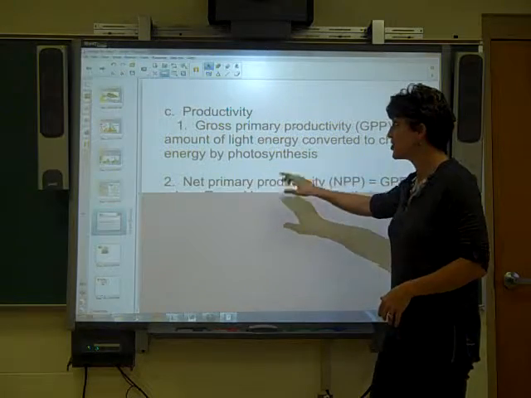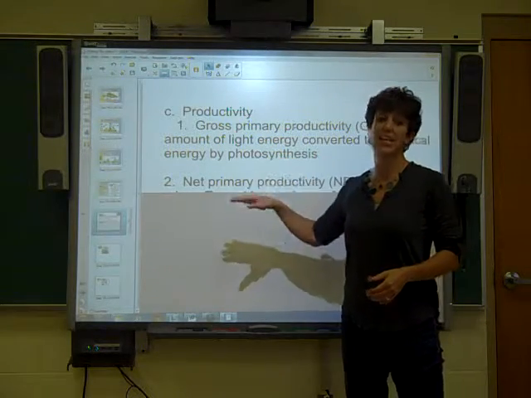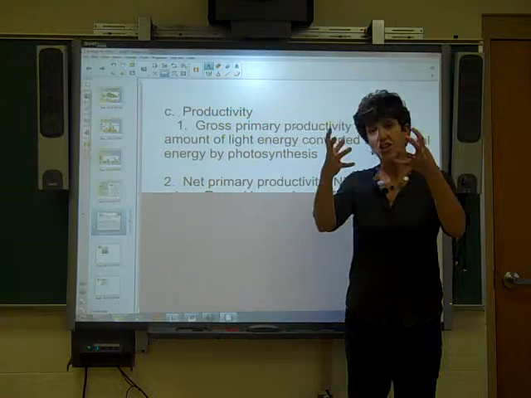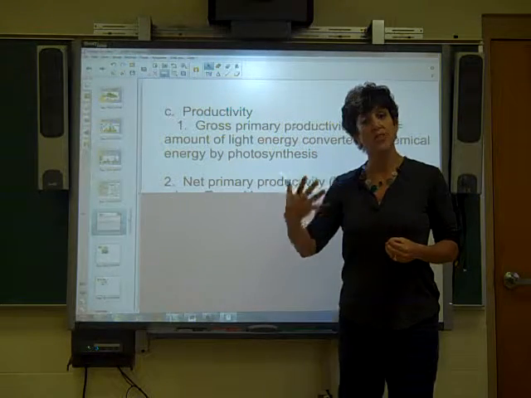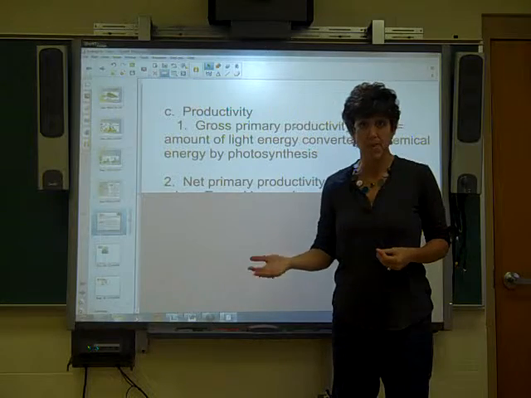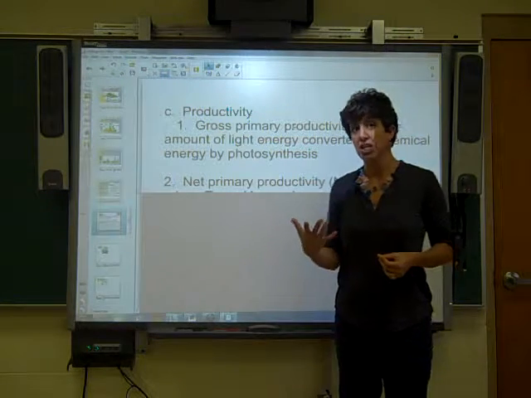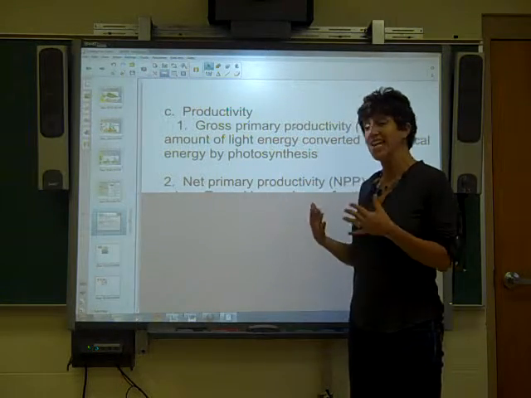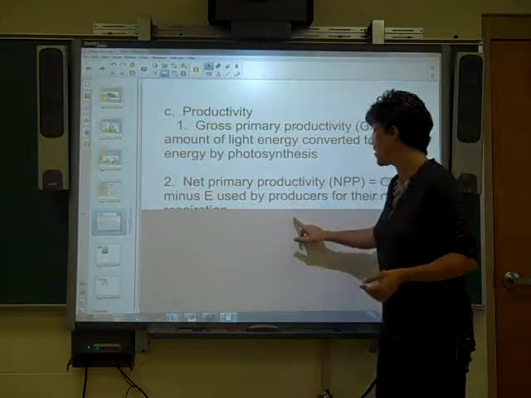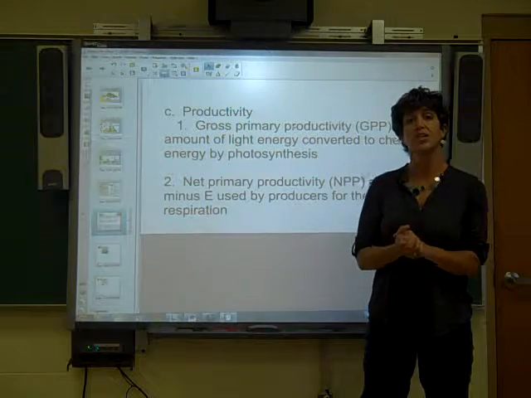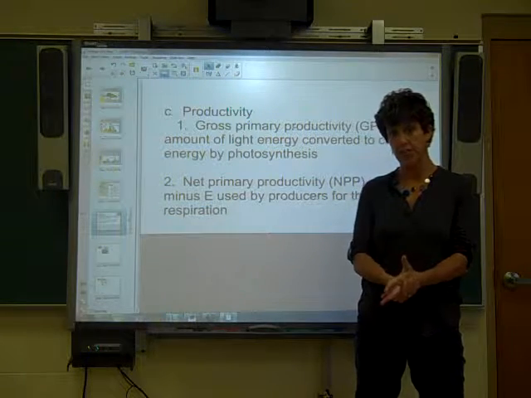Now, you can't just look at a gross, you have to look at a net. Because when a plant does photosynthesis, it uses some of the sugars that it made for its own respiration, for its own ATP production. So you have to look at a net. A net is when you take the GPP and you subtract the energy that gets used for their own respiration.